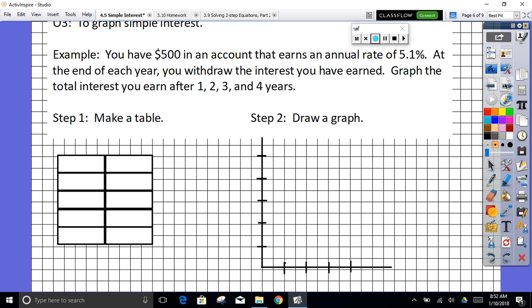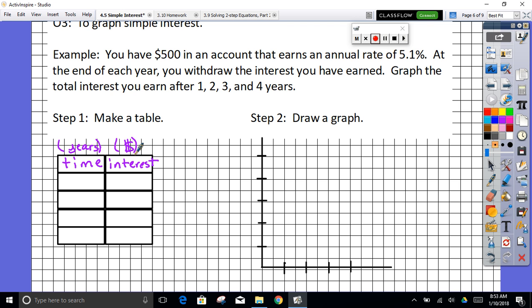At the end of each year, you withdraw the interest you have earned. Graph the total interest you earn after 1, 2, 3, and 4 years. So we're going to use years or time as our independent variable, and the amount of interest we earn as the dependent variable, because the total amount of interest is based on the amount of time. So this will be in dollars, this will be in years.